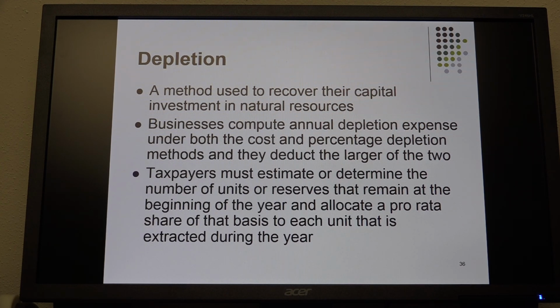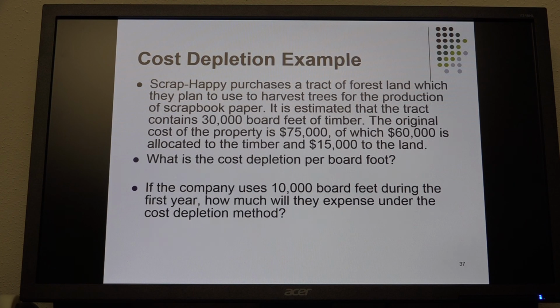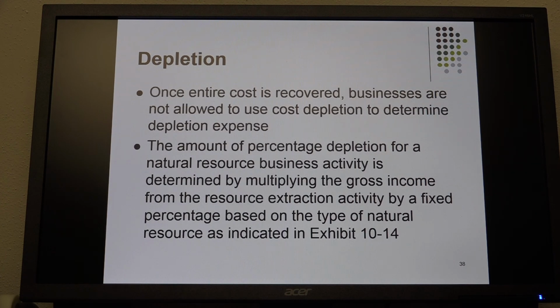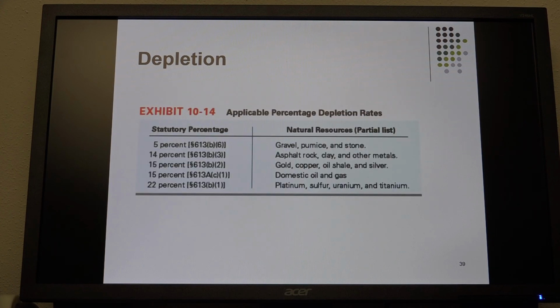Depletion, that's what you do with natural resources. Not a big thing to know. I guess maybe if you're in the forest industry, you might need to know that sort of stuff.